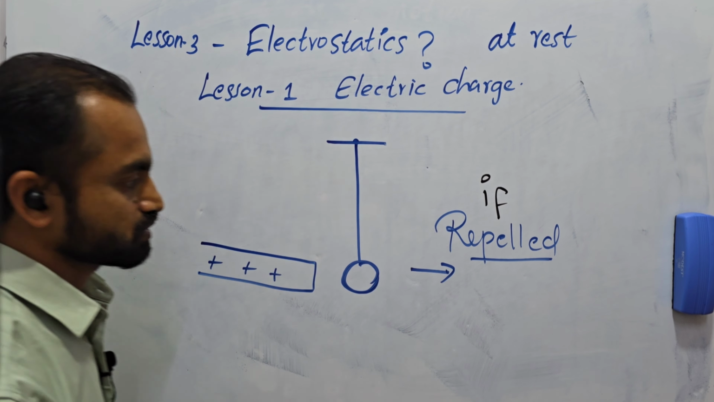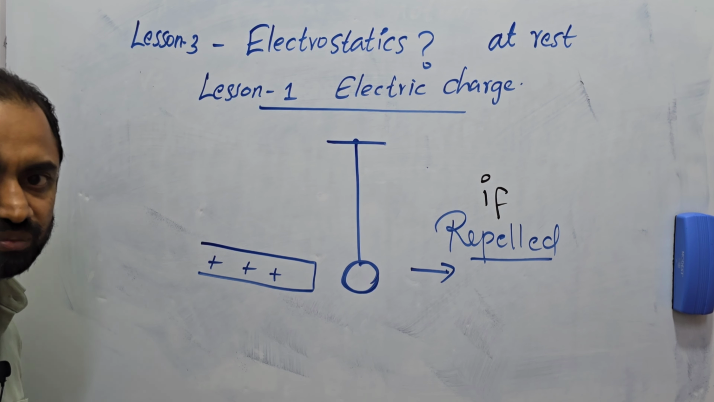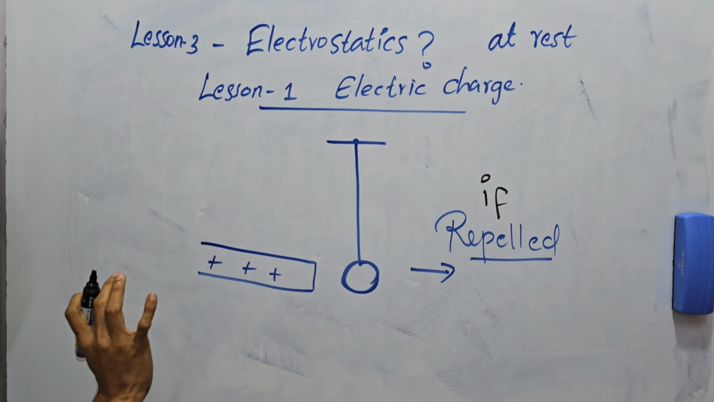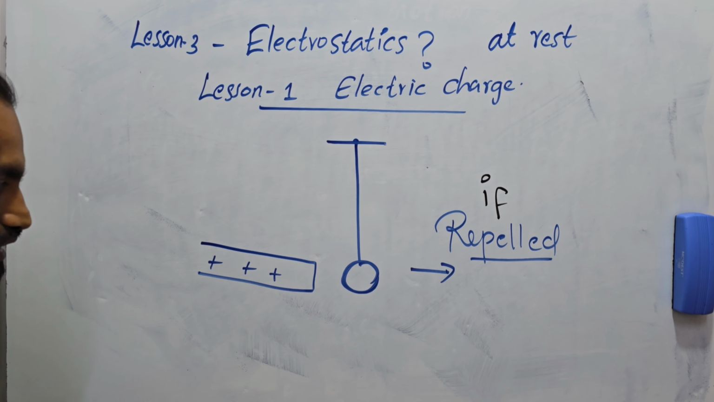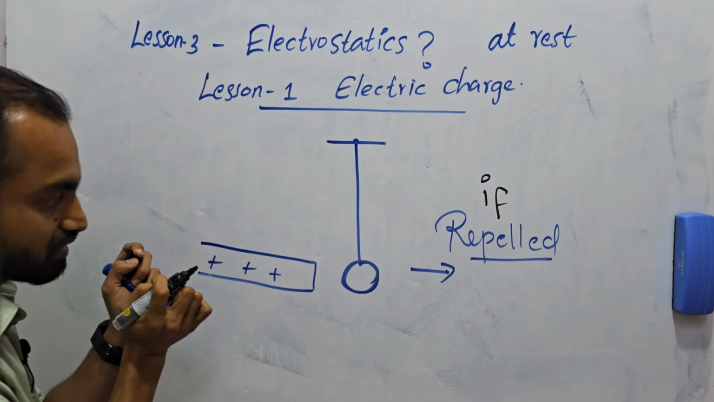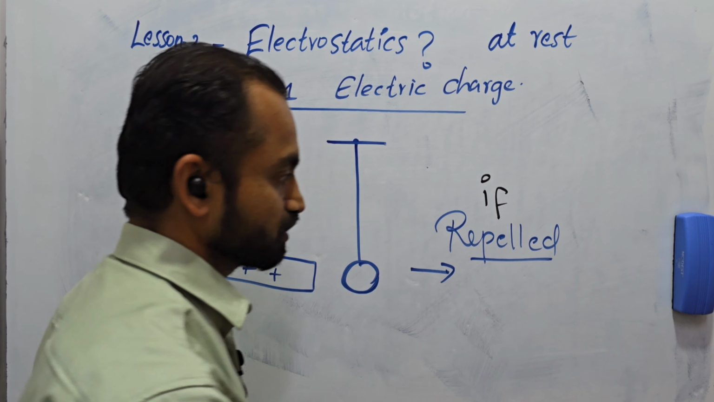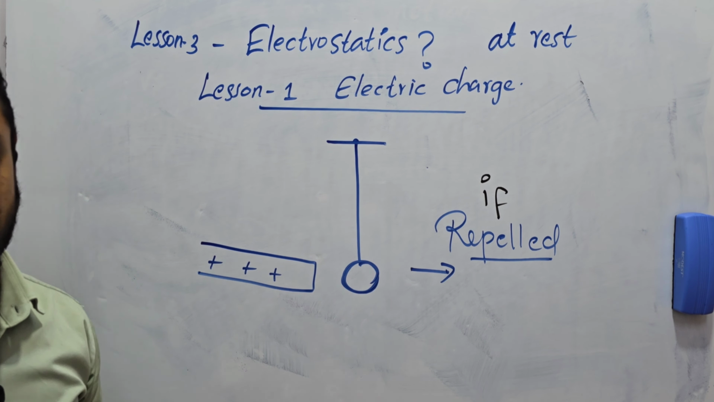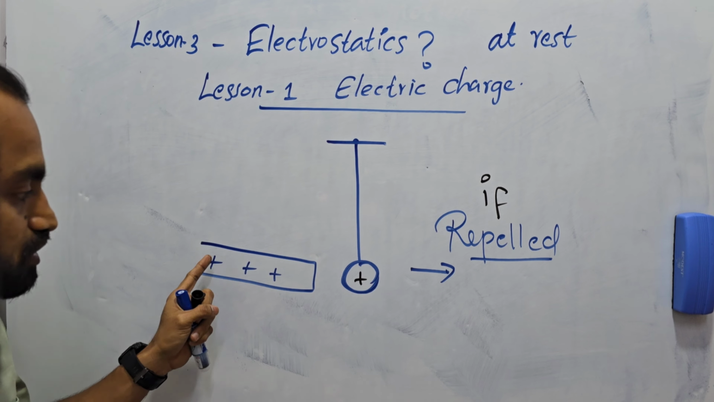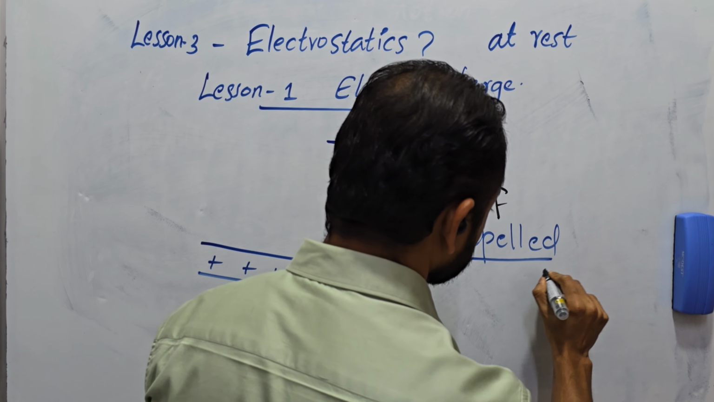If repelled, students, listen. For example, this is a ball. We don't know whether it is a positively charged ball, negatively charged ball, or neutral, uncharged. So we have to identify which it is. So you brought a positively charged rod near to that. When you brought the positively charged rod near, it repelled away, which means like charge will repel like charge, right? It will be repelled only if this is positive charge. If this is positive charge, this positively charged rod will repel this one, right? So if it is repelled, then it is positively charged.